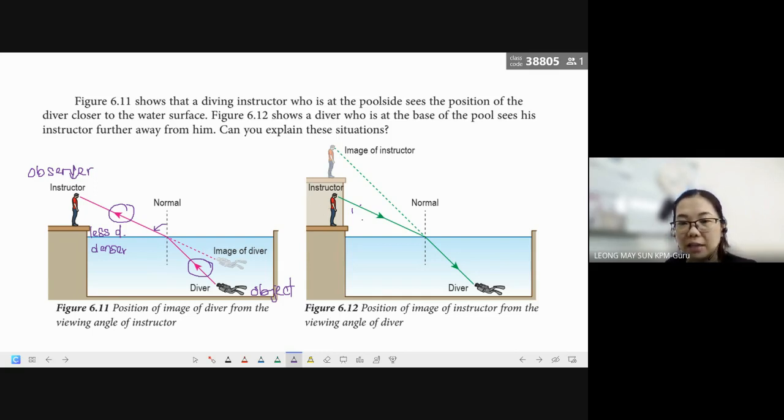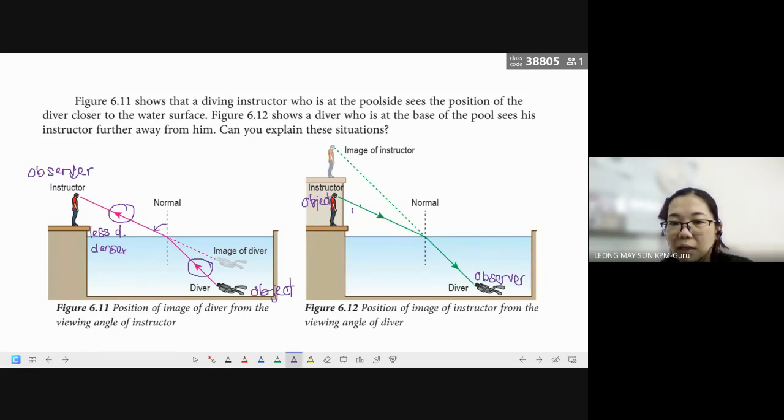Now, let's just say the diver is the one observing right now, looking above. This is when you are in the swimming pool and you're looking up towards someone standing at the side of the swimming pool. You can see that the person appears much higher. Why does this happen? Because the instructor right now is the object.